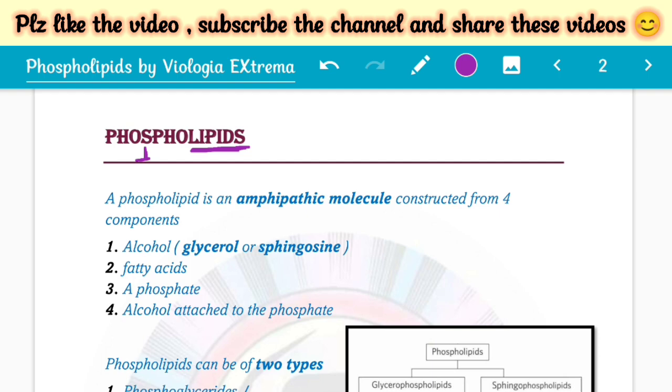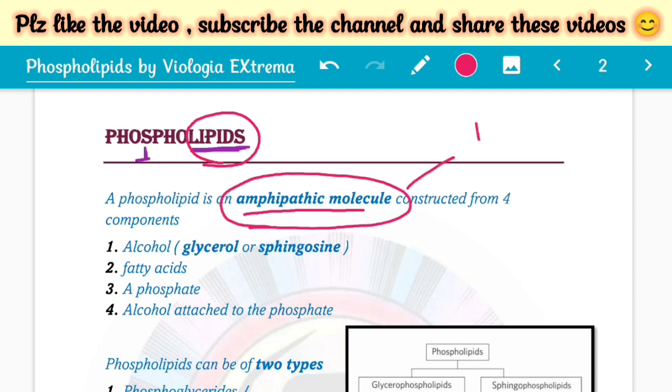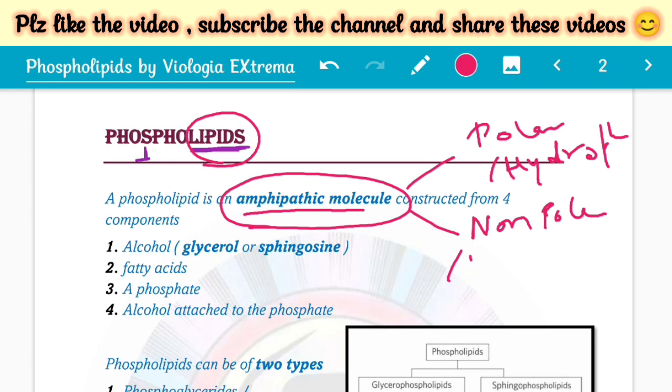We have already discussed that lipids are amphipathic molecules, or we can also say amphiphilic molecules. What do we mean by that? It contains a polar group, which is a hydrophilic, water-loving group, and it also contains a non-polar group, which is a hydrophobic group. Usually we think that lipid is all about non-polarity, but no, it contains both. That's why these molecules are called amphipathic molecules. So any type of lipid is going to be an amphipathic molecule.